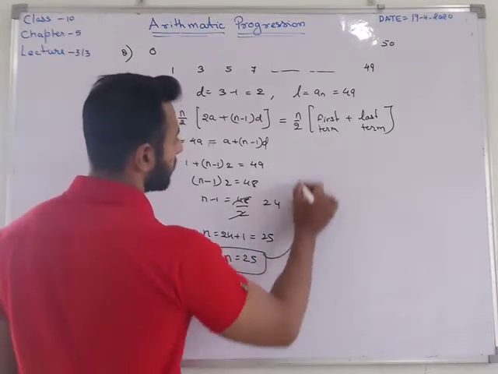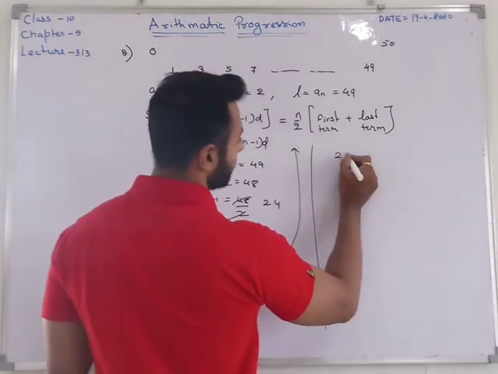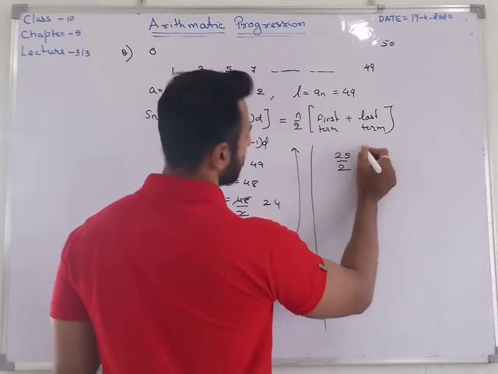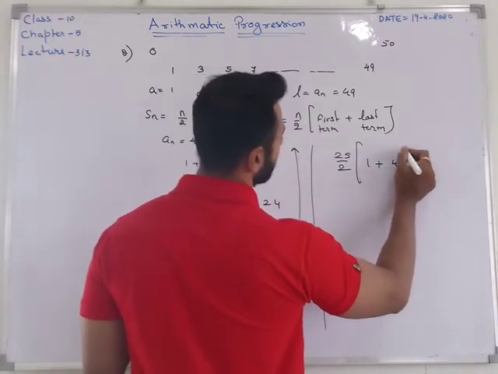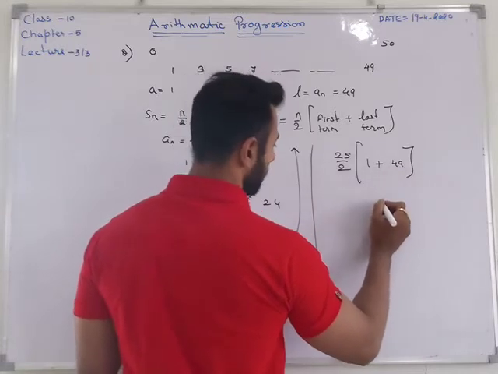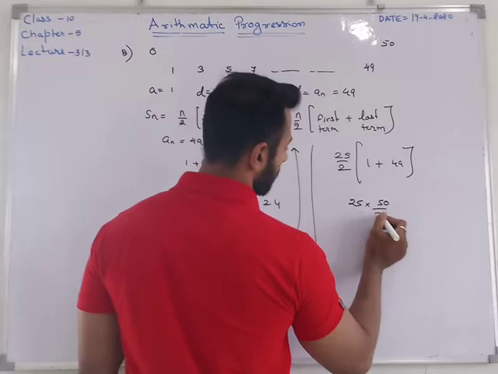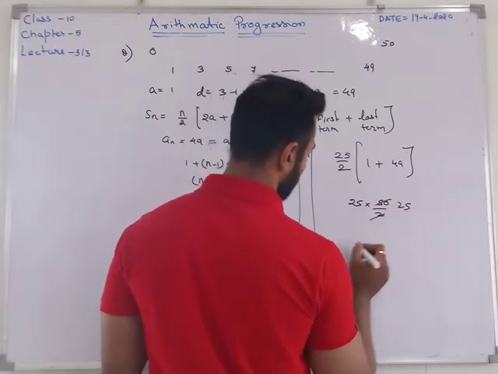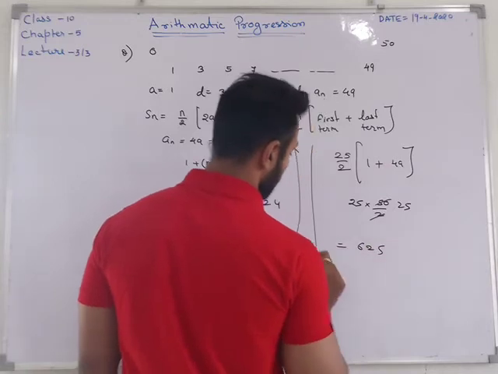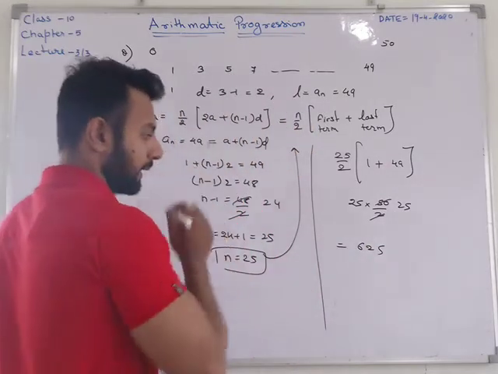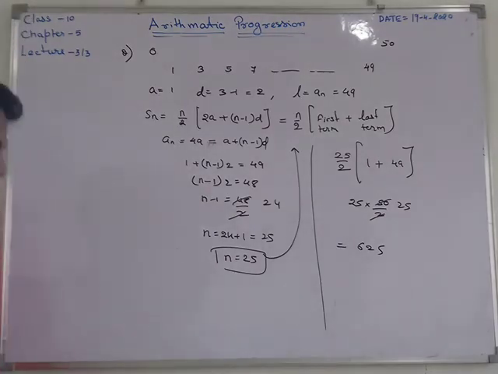Substituting this value in this formula, we are getting 25 by 2. First term is 1, last term is 49. 49 plus 1 will be 50, divided by 2, into 25. So it will be 25. 25 into 25 will be 625. So we are getting the value of sum as 625.